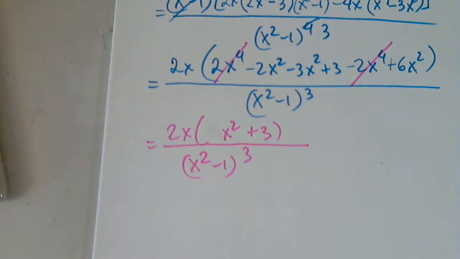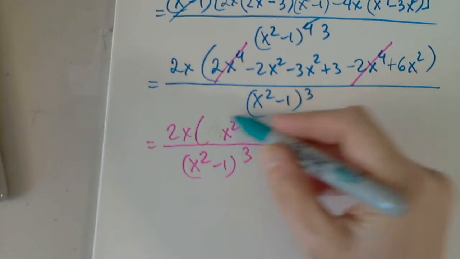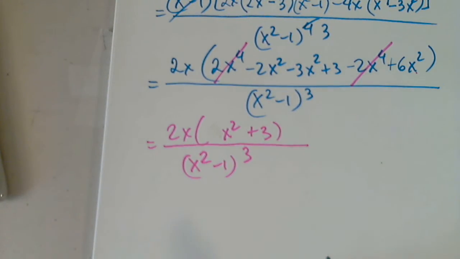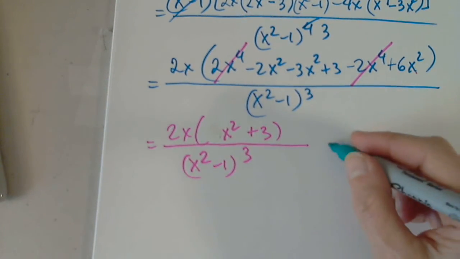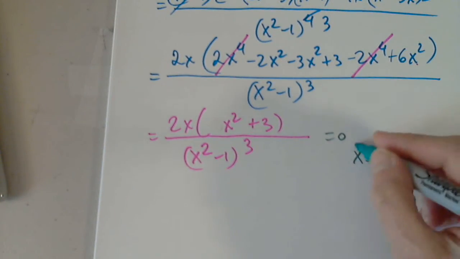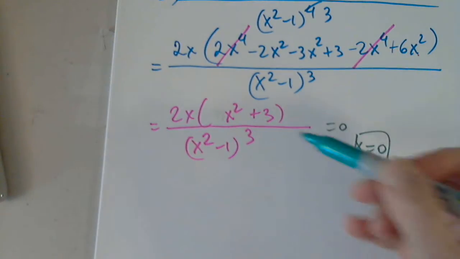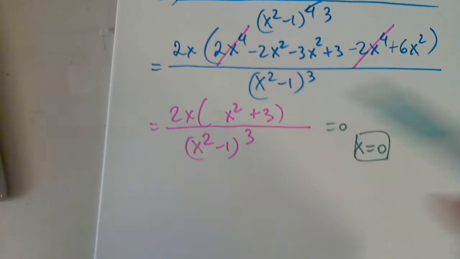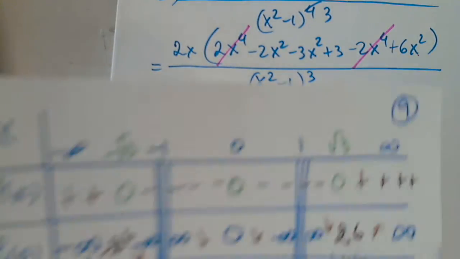Which is not bad because this is always positive, this piece. Okay, so when I set it equal to 0, as expected, we knew that from the table. That's why the table is so valuable. The only possibility is x equals 0. This is never 0. This is the denominator. We don't discuss that because it can be 0 anyway. And the fraction is 0 when the top is 0.